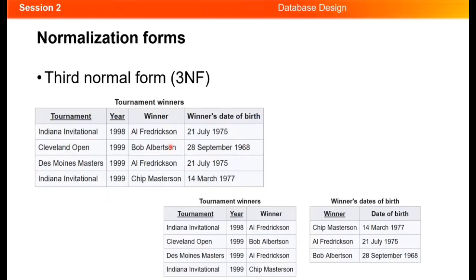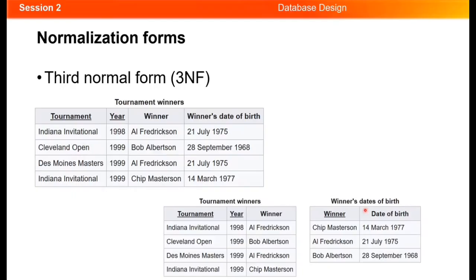So in this case, we can see there is a dependency here. If we look at these tournaments, we can see the winners, but we can also see the winner's date of birth, and we may want to be able to get the date of birth for the winners independently from knowing the tournament in which they were the winner.